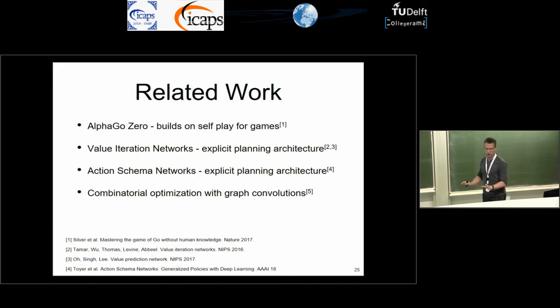So there's a lot of related work. Some of the most relevant ones would be AlphaGo Zero, and they also learn a kind of heuristic for Monte Carlo tree search, and they have an automated curriculum which they build via self-play. However, it's not clear how to do that in a single agent goal-directed problem. Then there's also evaluation networks, action schema networks. Those have explicit planning architecture. And finally, there's learning combinatorial optimization over graphs, and that work is the closest one to our work. Their architecture is very, very similar to what we have, except they use reinforcement learning instead of supervised learning.